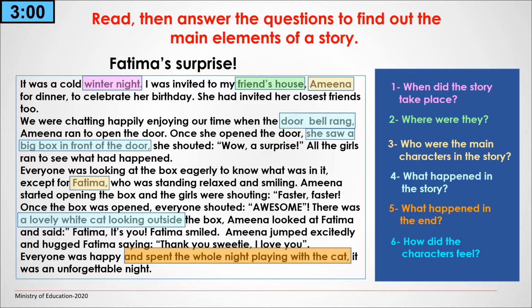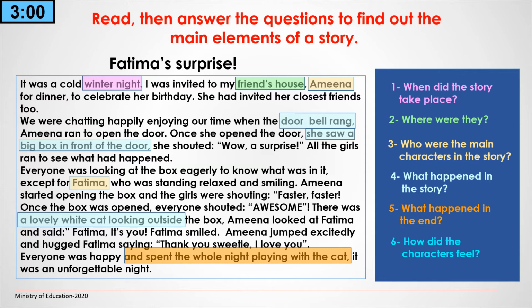As you see, winter night is the answer for the first question. When did the story take place? Winter night. Then, where were they? In her friend's house. Who were the main characters in the story? Amina and Fatma, as you see marked with the yellow.